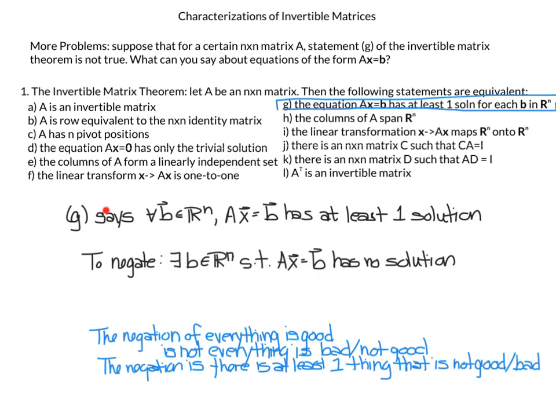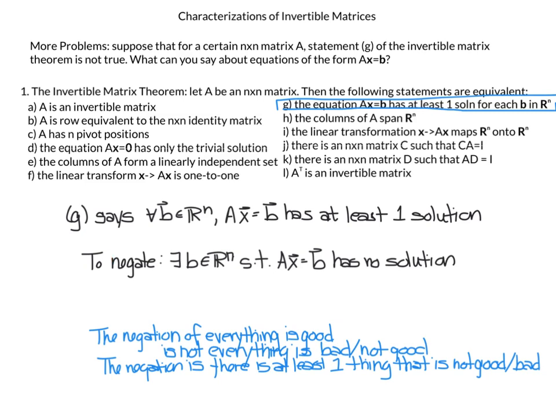So I said that G says that for all b in Rn, Ax equals b has at least one solution. So we want to negate that. We want the negation of this, which means we want a statement that makes this false, or just enough of a statement to make this false. So to negate, that's there exists a b in Rn such that Ax equals b has no solution. So this is the negation.